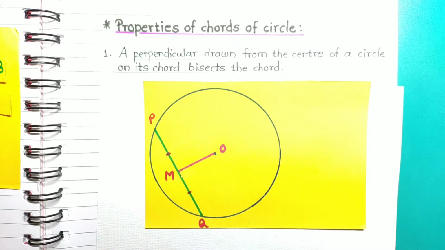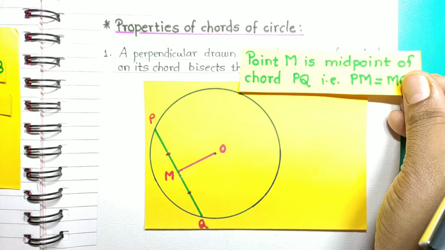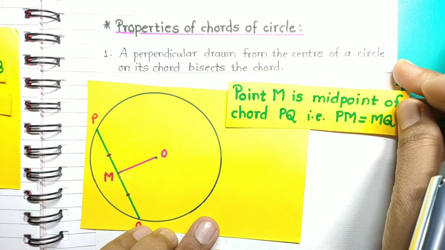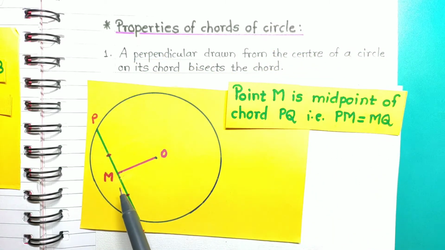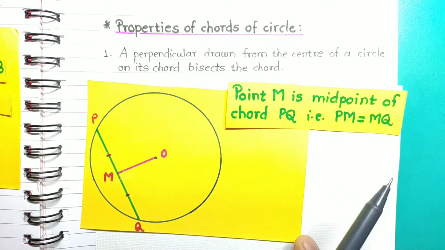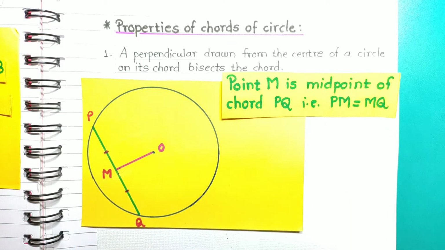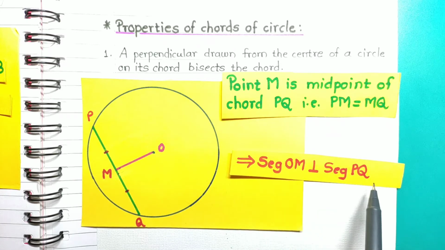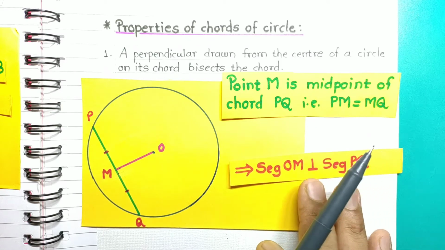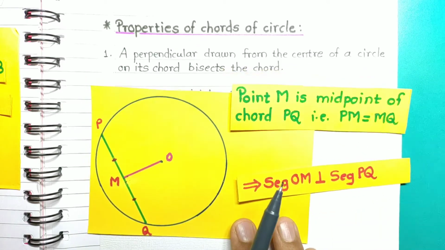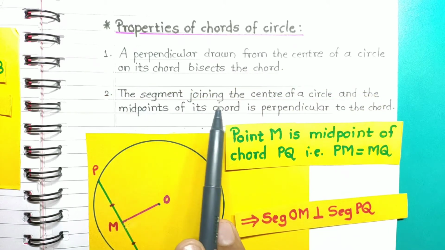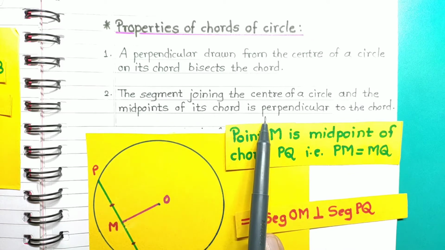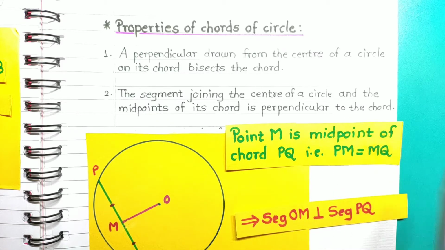So here we are given that point M is the midpoint of chord PQ. That means PM is equal to MQ. And in this case, the conclusion is that all these things imply segment OM is perpendicular to segment PQ. So here we get the property that the segment joining the center of a circle and the midpoint of its chord is perpendicular to the chord.